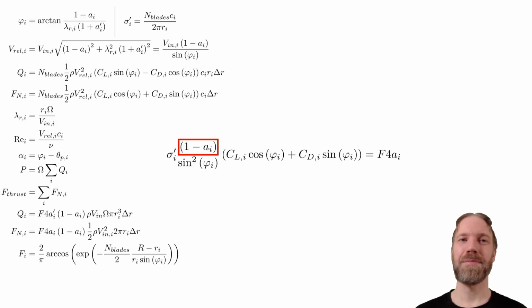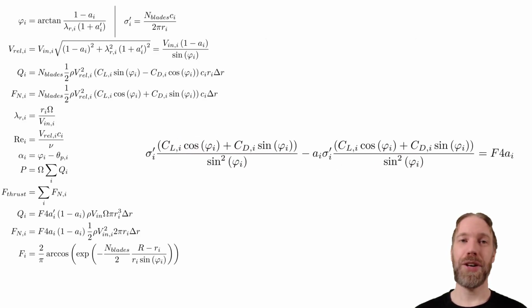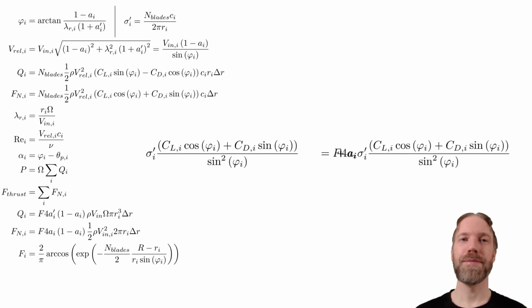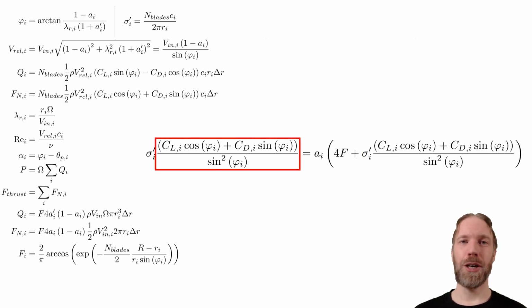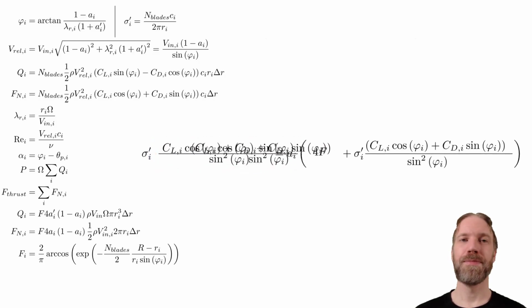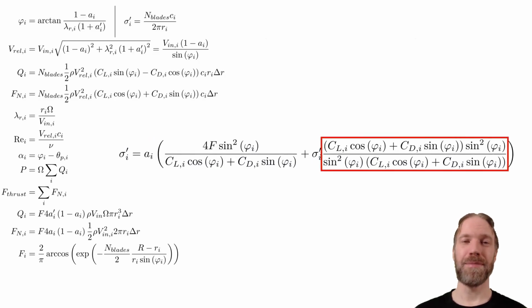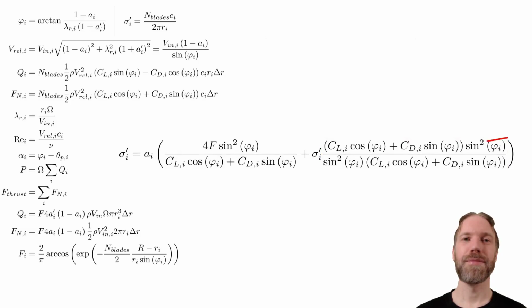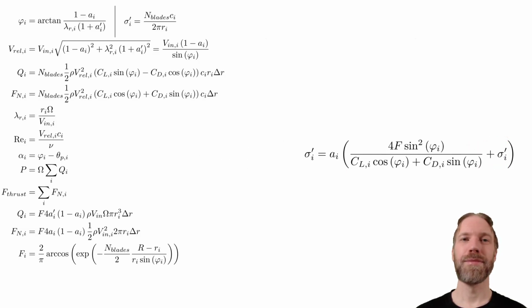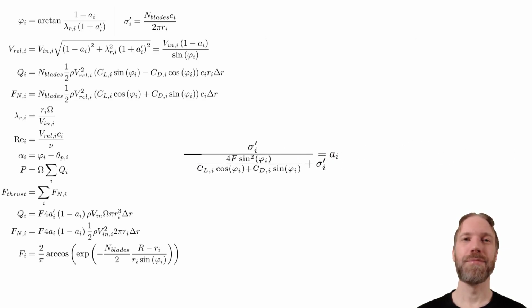Expand this parenthesis. Reorder. A is a common factor. Divide all terms with this factor. This is 1. Solve for A. Divide by the solidity.